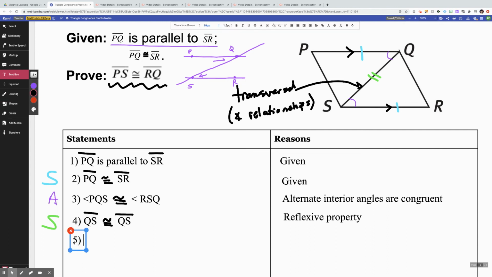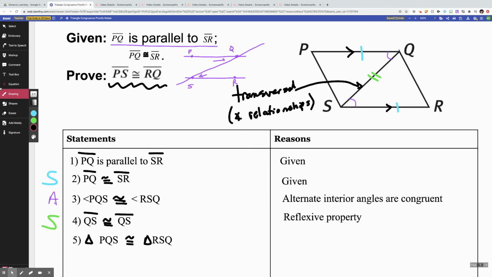So I can say triangle PQS is congruent to triangle RSQ. I'm sorry, I'm having to write this in little stages with what I have to draw versus what I can type. So triangle PQS is congruent to triangle RSQ, and my reason for that is my triangle congruence criteria. So those are congruent by SAS.